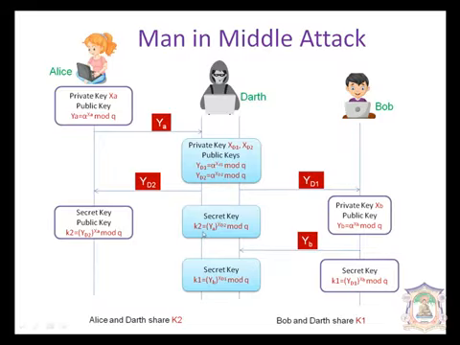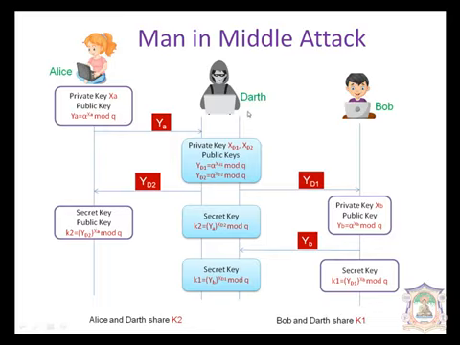After looking into that message, he can again encrypt it using the key K1 and transmit that to Bob, where Bob, having the key K1, can decrypt it. Ultimately, Alice and Bob will not know that there is a person in between called Death, because the message sent by Alice is transmitted to Bob.